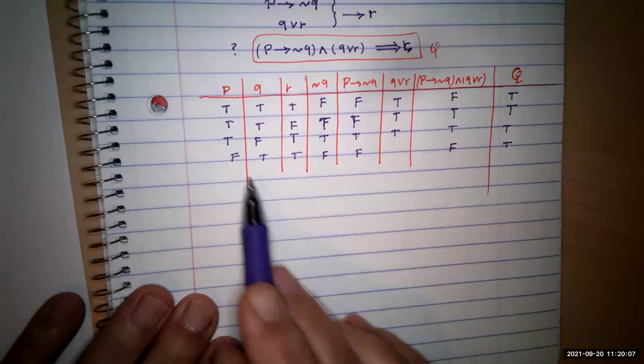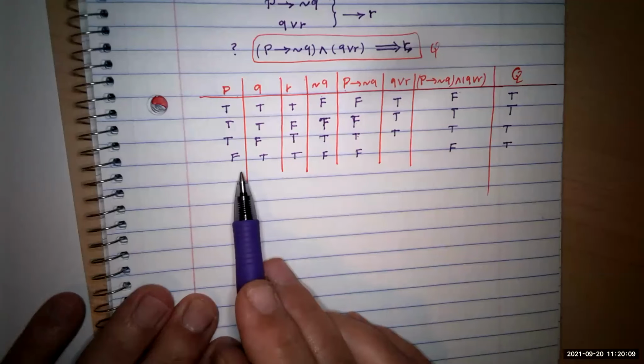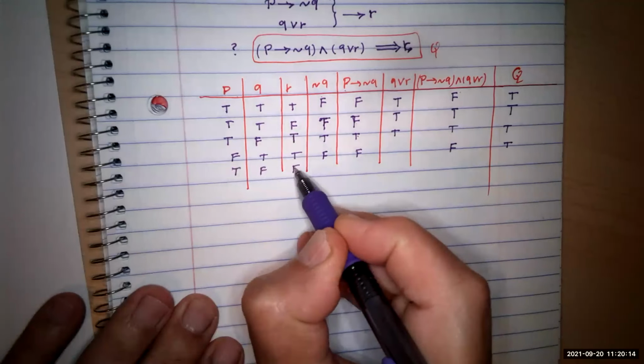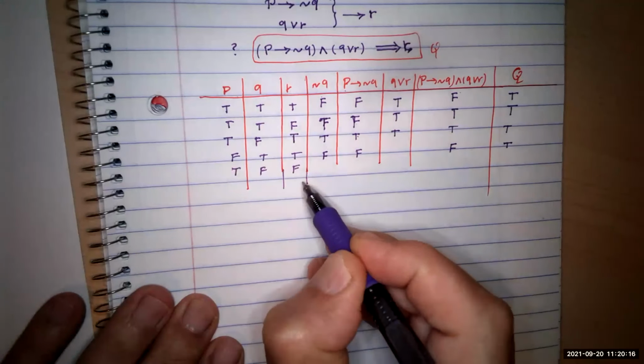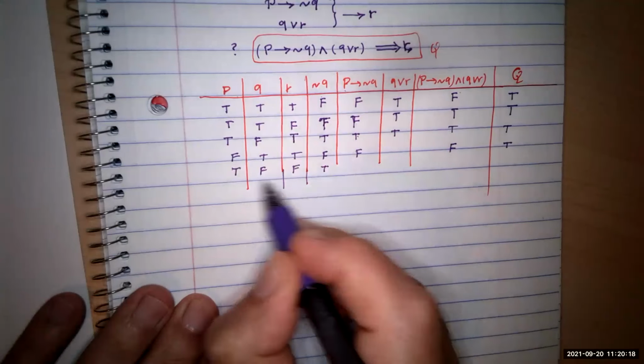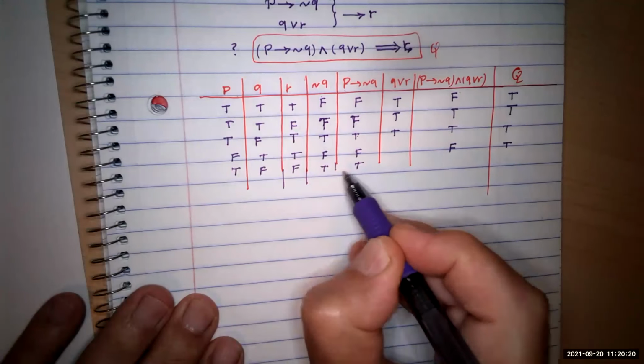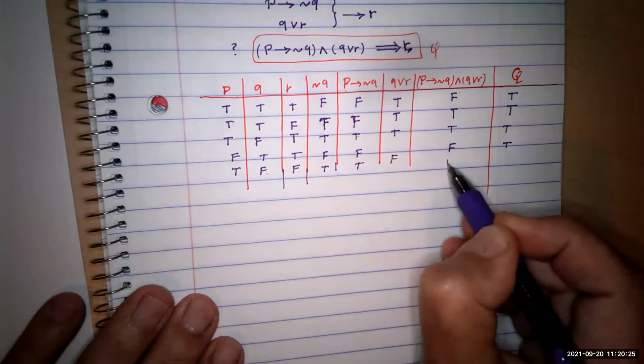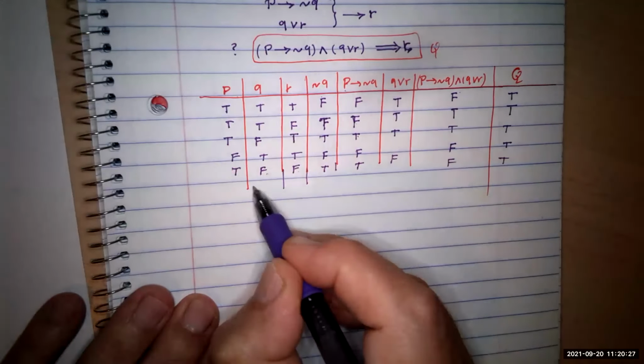Okay, and then you just keep going. The next one is going to be true, false, false. So this is going to be true. But Q and R, both of them are false. So this would be false. The result would be true.